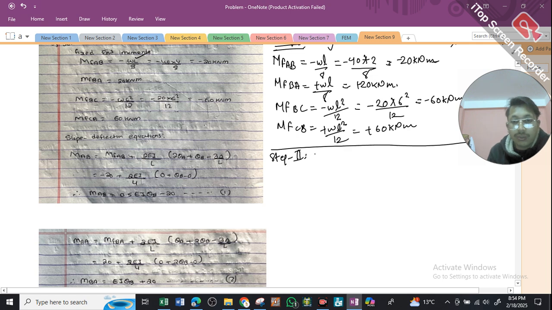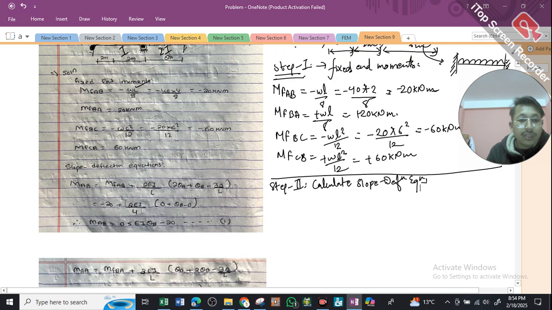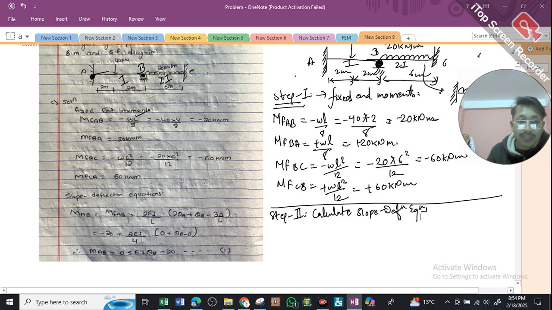Step 2 is to calculate, or write down, your slope deflection equations. Since we are solving by the slope deflection method, we need to write these down. So firstly, this is my formula, MAB equal to MFAB. Right now I'm looking for my member AB, so firstly I'll write down the fixed end moment MFAB plus 2EI by L times 2 theta A. The constant 2 will be with theta A if I am looking for AB, but if I am looking for BA, it will be 2 theta B. So theta is the slope, the angle.